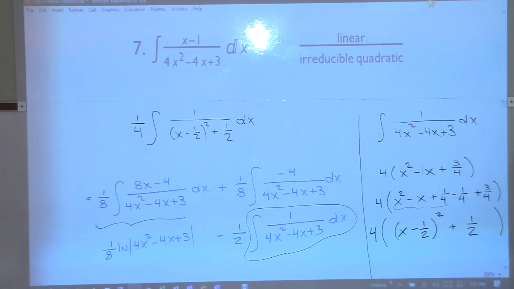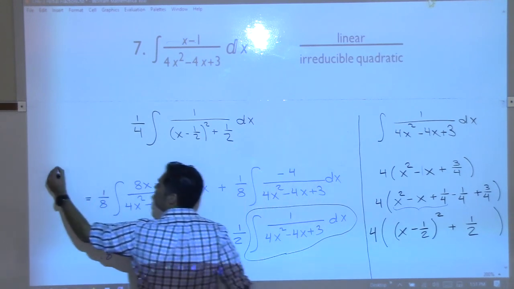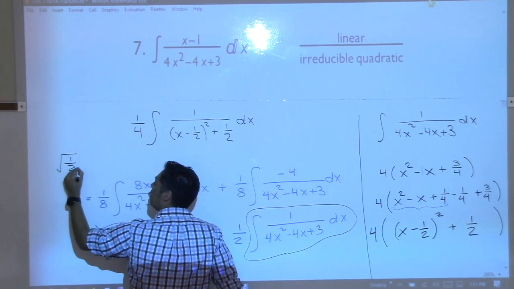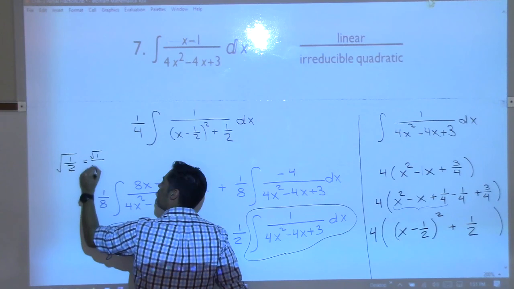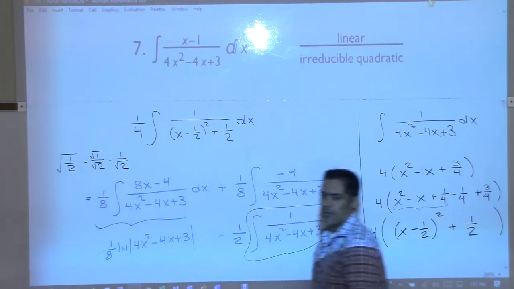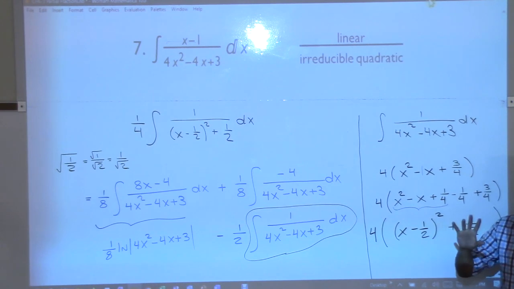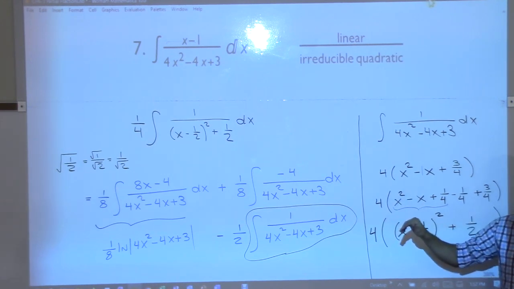What's a, though? You have to be a little careful with what a is. It's the square root of this number, right? So it's the square root of 1/2, which is really the square root of 1 over the square root of 2, which is 1 over root 2, right? We could rationalize it, right, if we wanted to. Multiply top and bottom by root 2. I'm not going to, though. I'm going to leave it as 1 over root 2. All right? That's what a is.